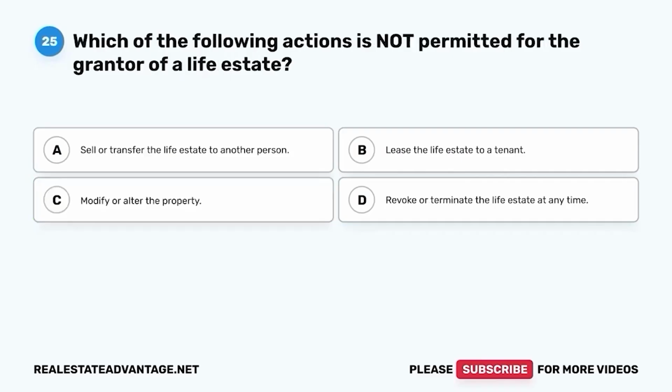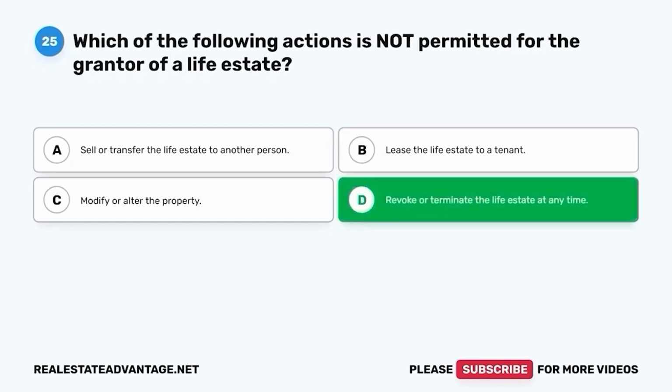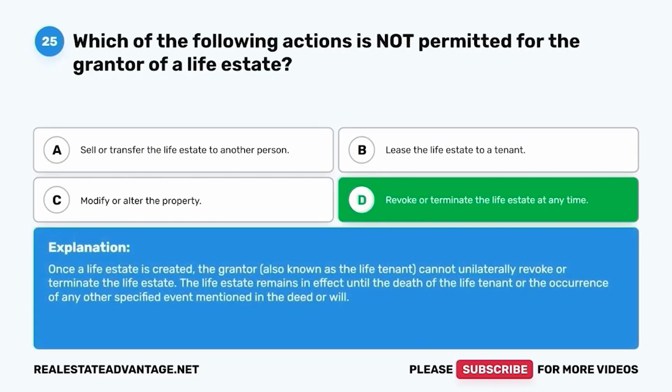Question 25. Which of the following actions is not permitted for the grantor of a life estate? A. Sell or transfer the life estate to another person. B. Lease the life estate to a tenant. C. Modify or alter the property. D. Revoke or terminate the life estate at any time. The correct answer is D. Revoke or terminate the life estate at any time. Once a life estate is created, the grantor, also known as the life tenant, cannot unilaterally revoke or terminate the life estate. The life estate remains in effect until the death of the life tenant or the occurrence of any other specified event mentioned in the deed or will.